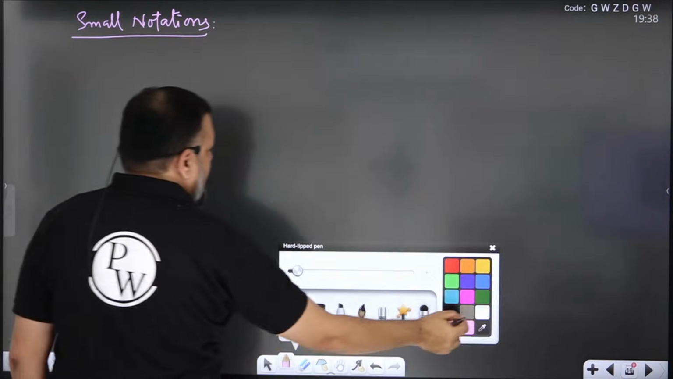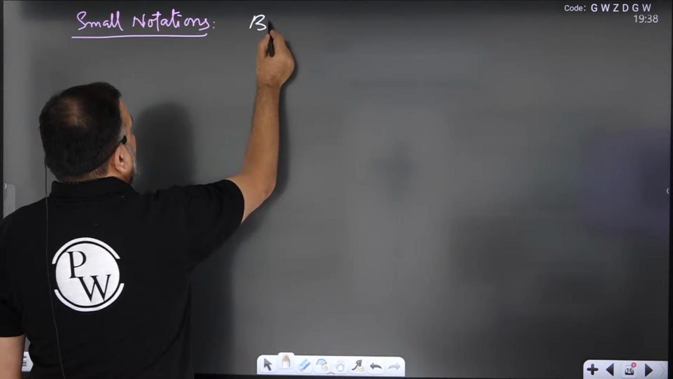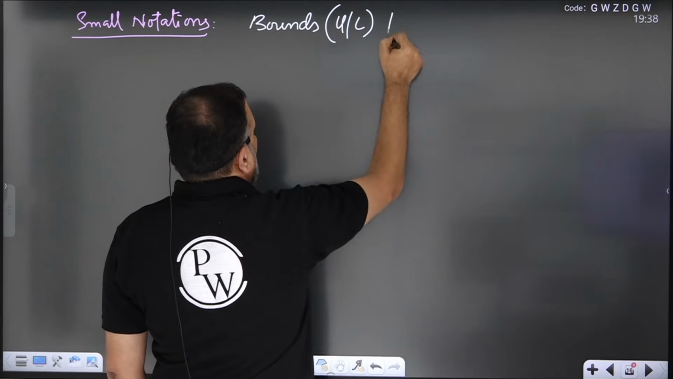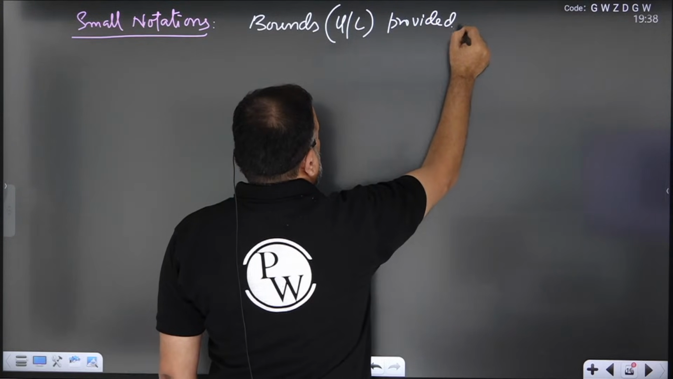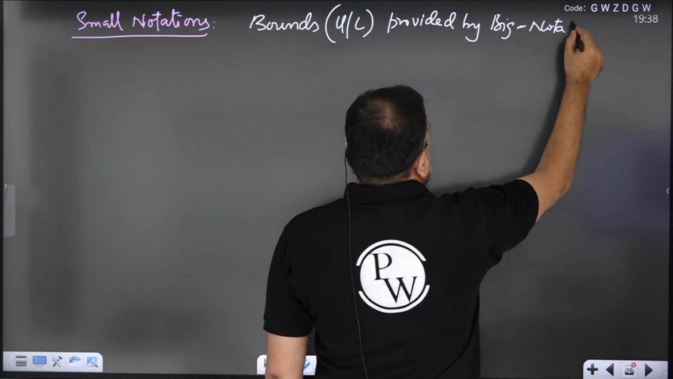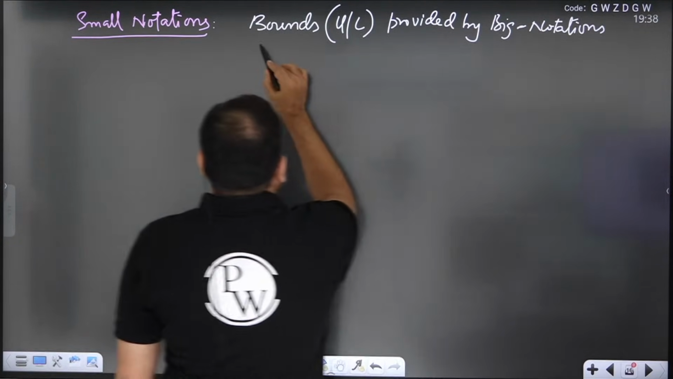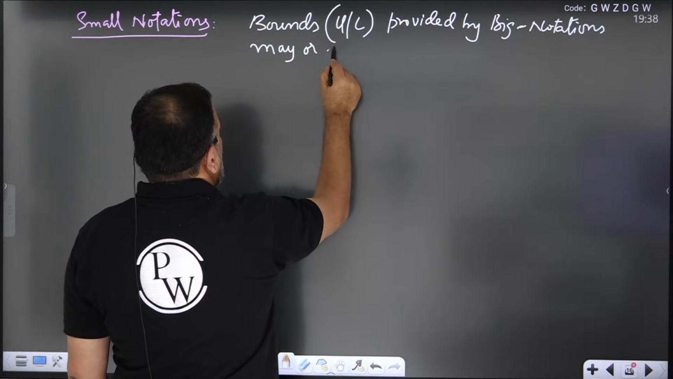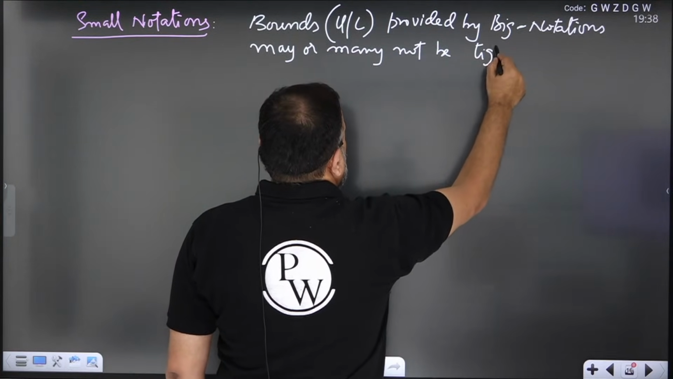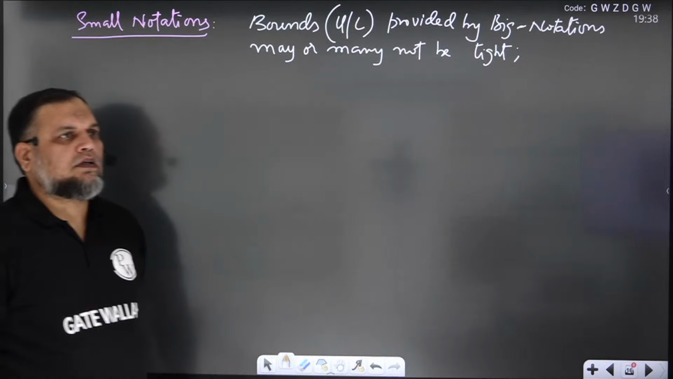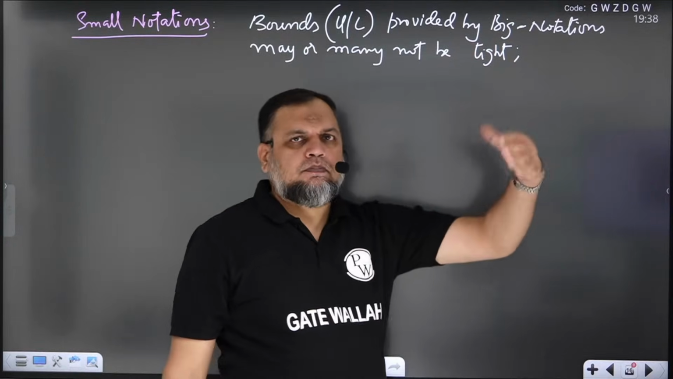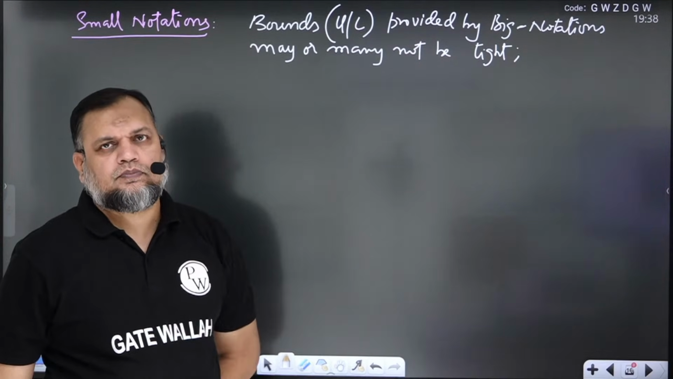एक स्टेटमेंट लिखूंगा मैं, why should I go for small notations? यहां पर हम लिखेंगे the bounds, upper or lower, provided by big notations. That is big O and big omega, big notations, may or may not be tight. ये बात तो समझ में आ गई? The bounds provided by big notation, big O or big omega, may or may not be tight.